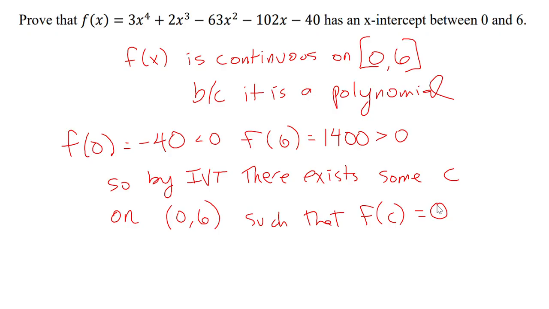Okay? And if I'd said, does this function equal 100 somewhere between 0 and 6, the answer would still be yes, because 100 is between -40 and 1,400. I could have said -20. Does it equal -20? Yeah. If I said, does it equal 1,500? Well, we can't guarantee that because 1,500 is not between -40 and 1,400. But this is all you need to do to guarantee that there's a root there.